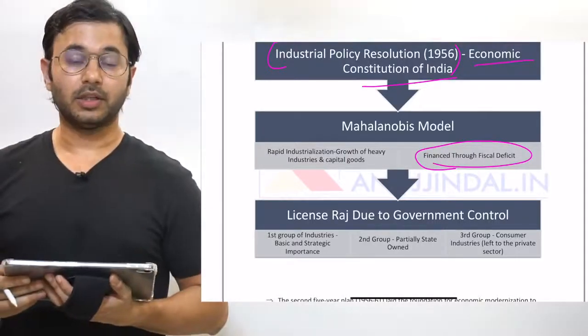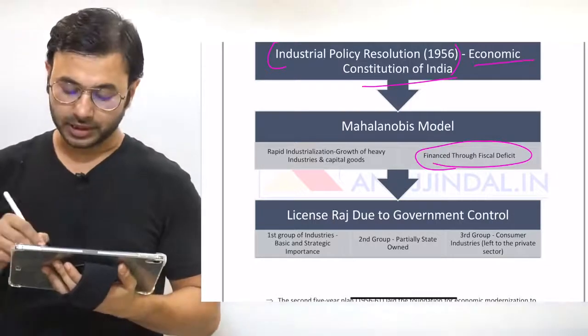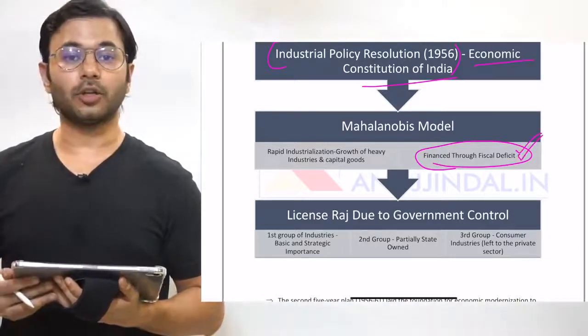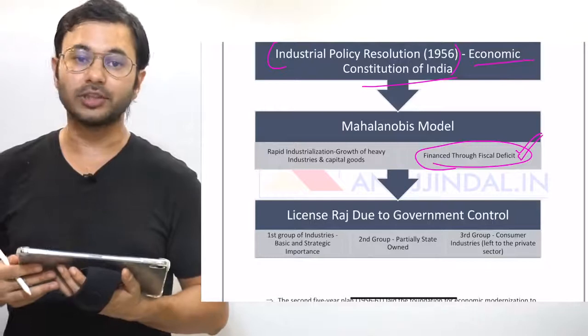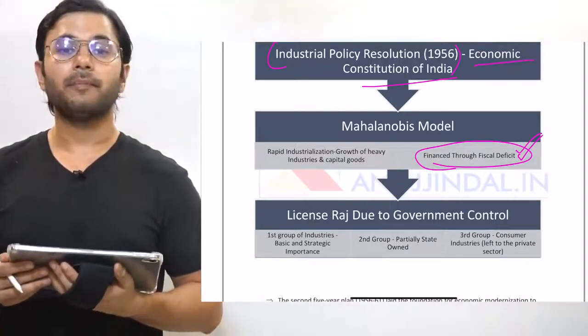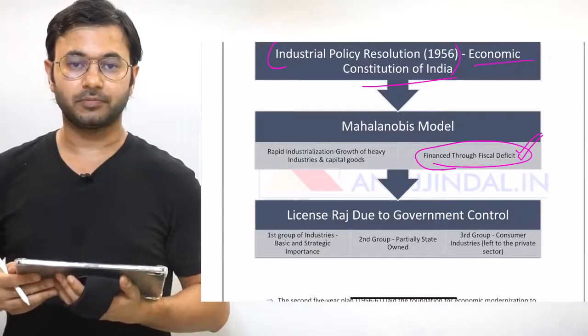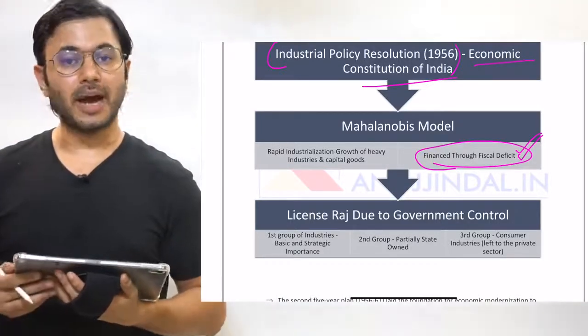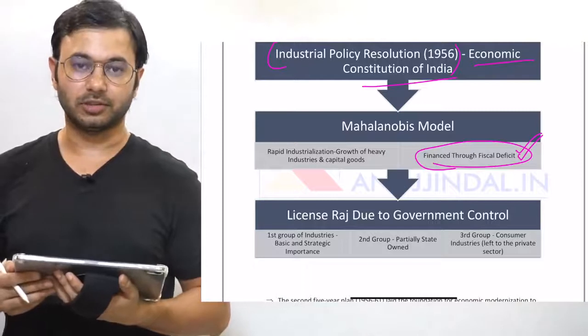Although the Mahalanobis model contributed a lot towards the growth of India, there were some problems attached with this model. The first and major problem was that it used government funds in order to finance this. What this resulted in is heavy fiscal deficit for the government, heavy borrowings for the government. The second major bad contribution was license Raj.